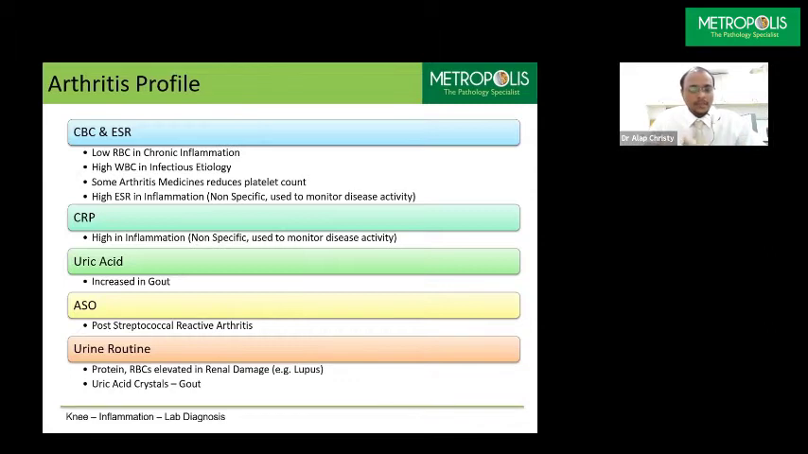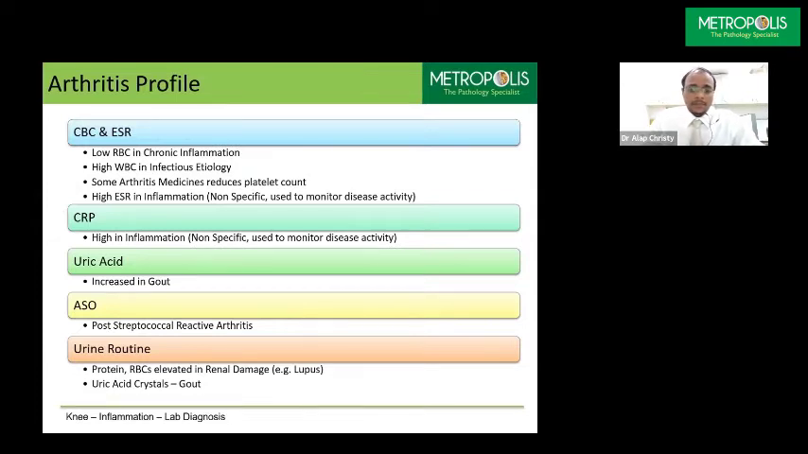Similarly, CRP is also non-specific. However, it is used to monitor disease activity because the degree of inflammation is associated with both ESR and CRP. Uric acid, as we all know, is increased in gout. At times uric acid may be normal in your serum, because it may be on the borderline side, and we may not take action for that. But when we do the synovial fluid analysis and polarizing microscopy, we might find uric acid crystals there. But in the majority of cases, your uric acid will be elevated as far as gout is concerned.